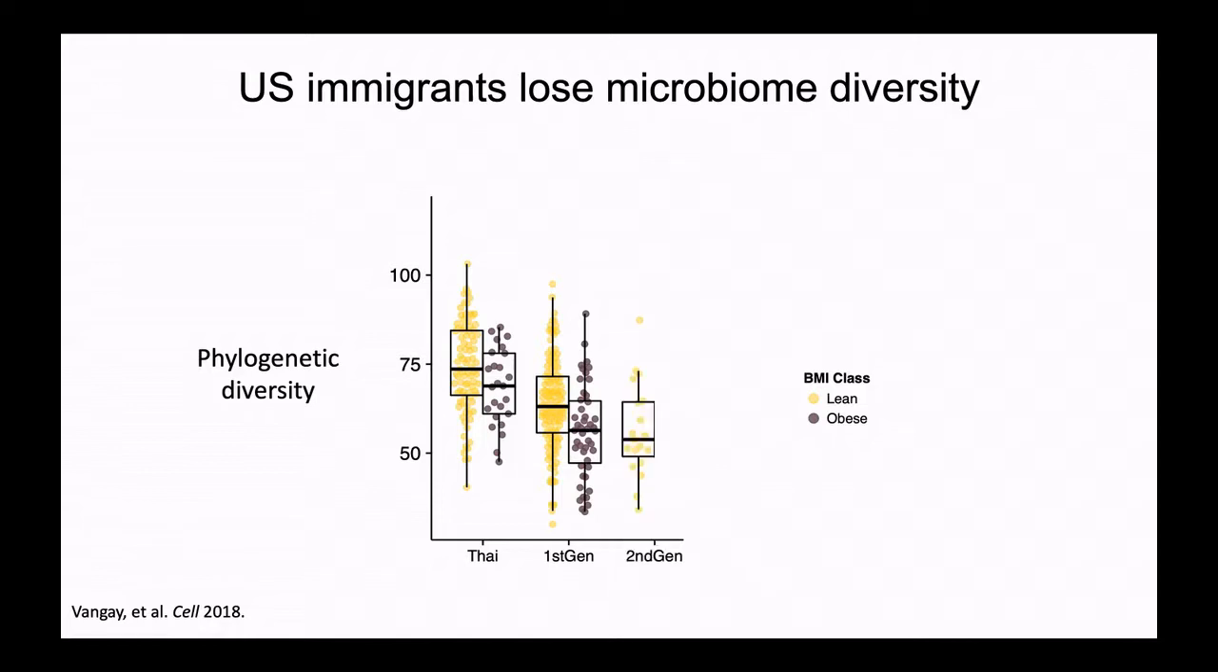Second generation obese. So this is the first time that we've actually seen this sort of compounded loss of microbial diversity in a multi-generational cohort that are being exposed to industrialized society.